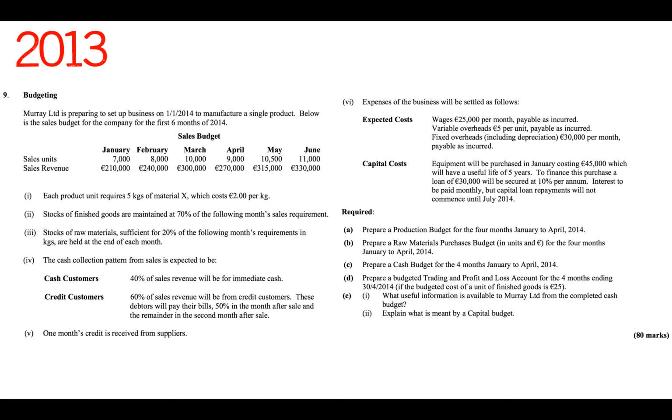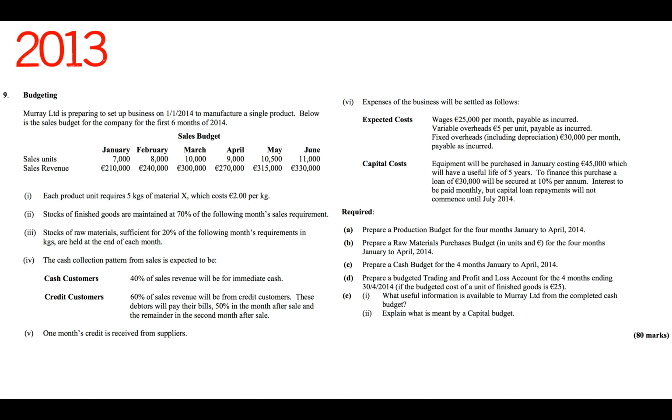Capital costs. Equipment will be purchased in January costing €45,000, which will have a useful life of 5 years. To finance this purchase, a loan of €30,000 will be secured at 10% per annum. Interest to be paid monthly, but capital loan repayments will not commence until July 2014.